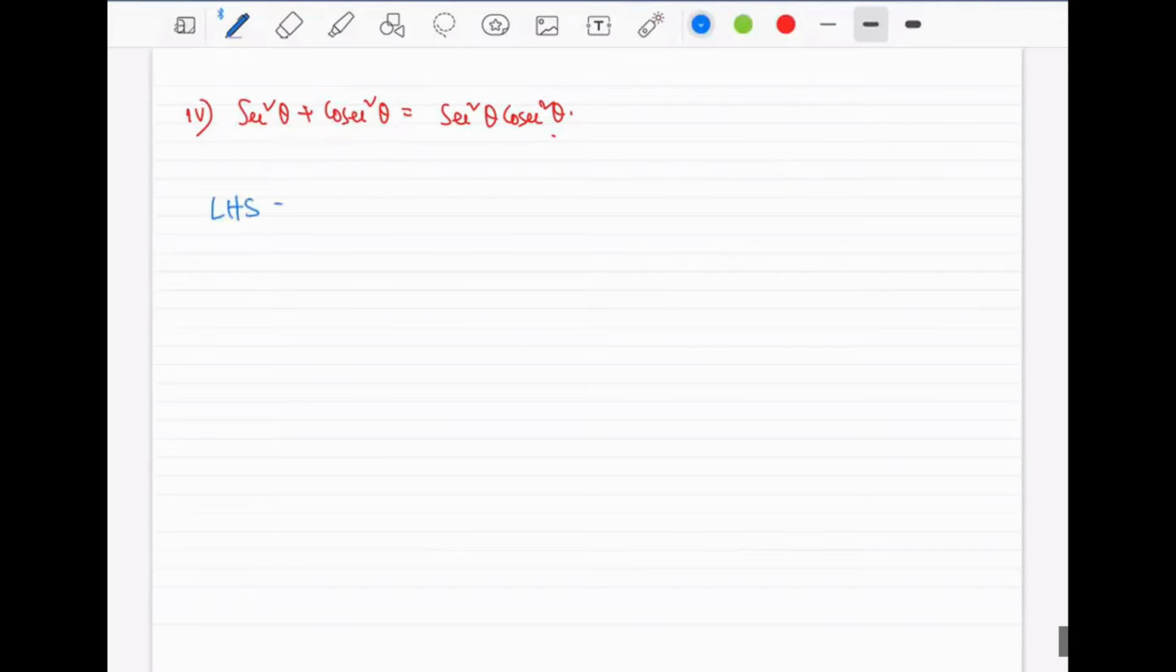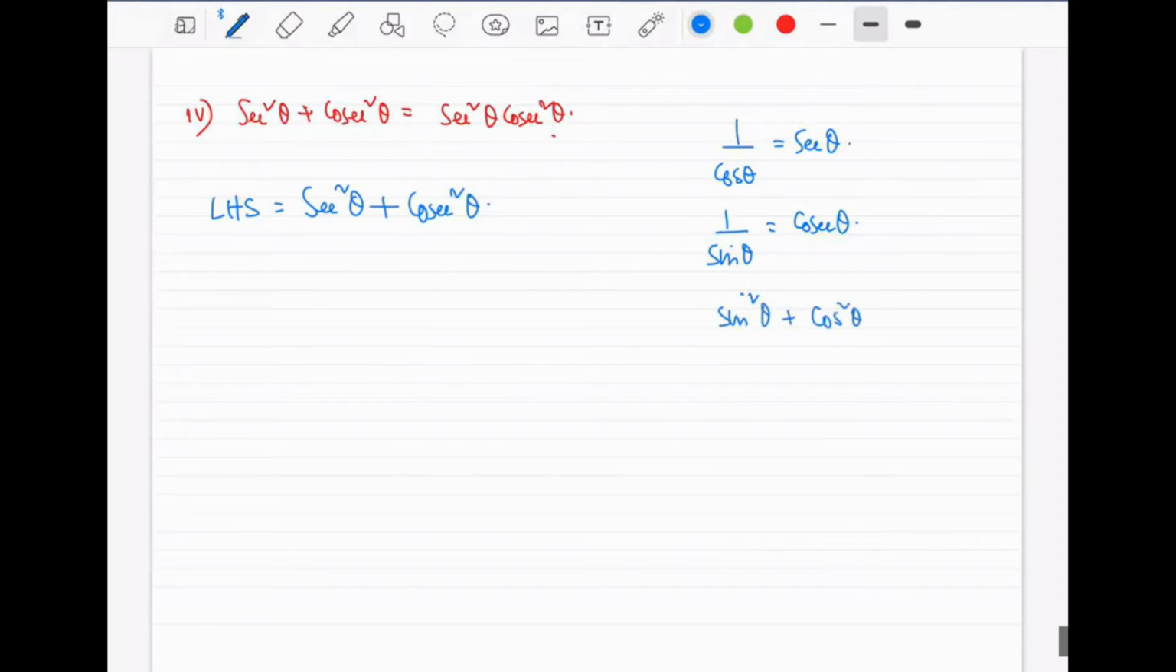Left hand side, what is it? It's sec squared theta plus cosec squared theta. Remember, we want to obtain this. Okay, very simple. We're going to use these formulas: 1 by cos theta is equal to sec theta; 1 by sine theta is equal to cosec theta; and another one, sine squared theta plus cos squared theta is equal to 1. We're going to use 1, 2, and 3.